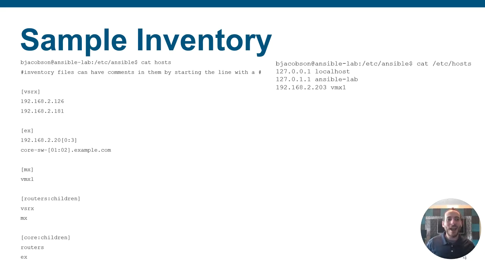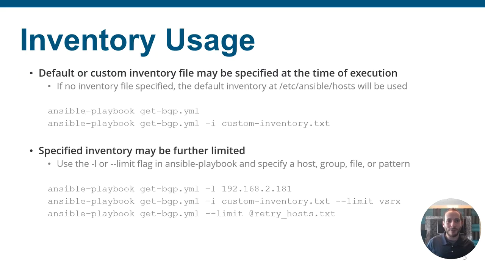So let's take a little look at how we use our inventory files. So our inventory can either be in our default inventory file. Recall our /etc/Ansible/hosts file is our default inventory file. And if no inventory file is specified, that's what we'll be using. Otherwise, we specify a custom inventory file with the -i flag.